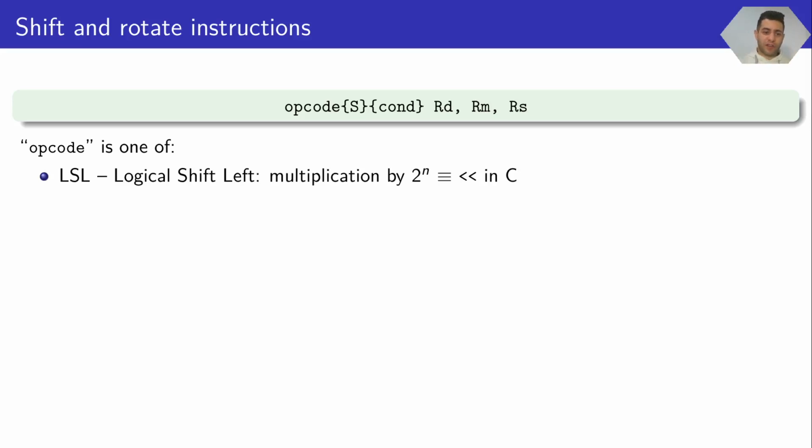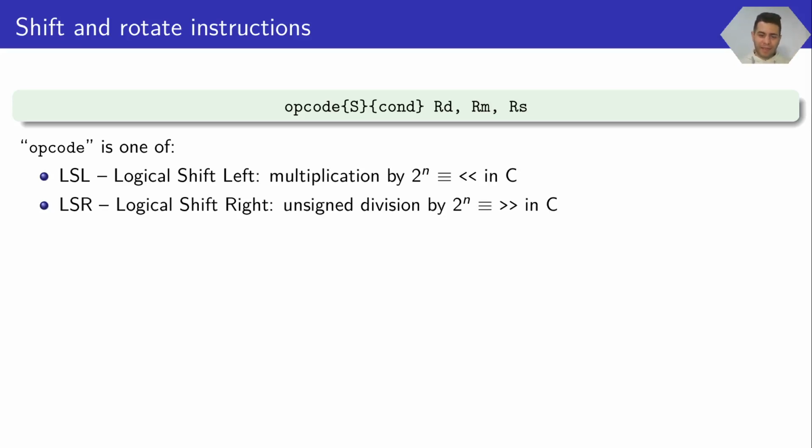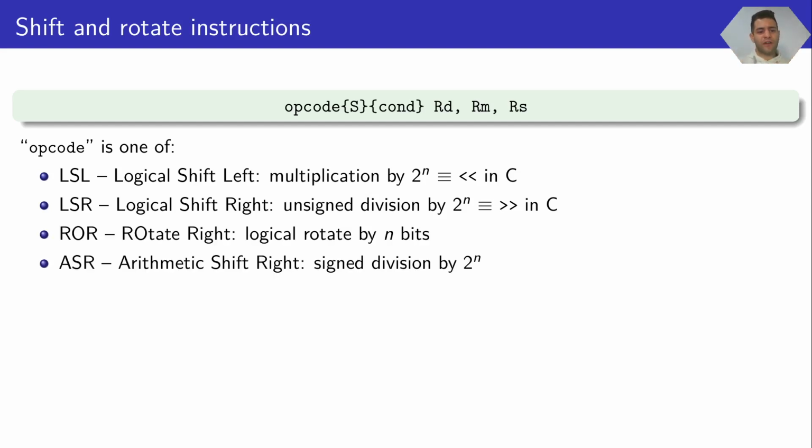So we have the logical shift left and logical shift right. If you think about it, if you take a number in its binary format and shift the bits to one side or the other, we are multiplying or dividing by 2 to the power of n. Take pen and paper and try it by yourself. Then you have the rotate right, and then we have the arithmetic shift right.